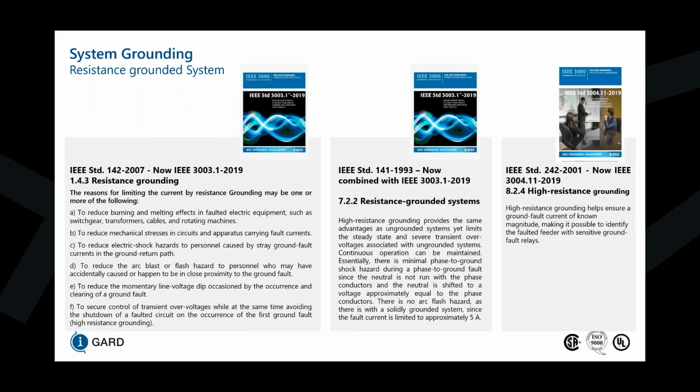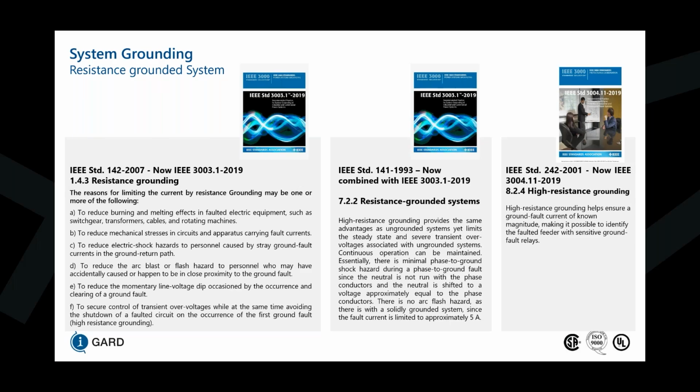Now, in the IEEE standards, the reasons for limiting the current by resistance grounding is to reduce the electrical and mechanical stresses on equipment, also to reduce the electrical shock hazards, and to reduce the arc blast or flash hazards to any personnel who may be close by in case a ground fault occurs. In the middle section, it talks about how high resistance grounding provides the same advantages as ungrounded systems, yet controls that severe transient overvoltage we were talking about. So basically, high resistance grounding has the same benefits as an ungrounded system, except without the severe transient overvoltage.